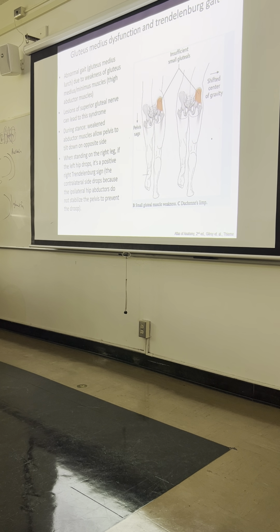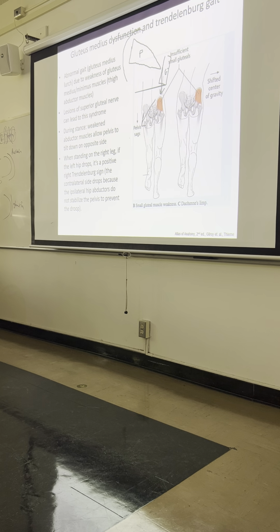Here's a discussion about Trendelenburg gait. So if you damage the superior gluteal nerve on the right side, the pelvis will drop to the opposite side during locomotion. Let me draw for you the piriformis coming out of the greater sciatic foramen. It's attached near the greater trochanter.